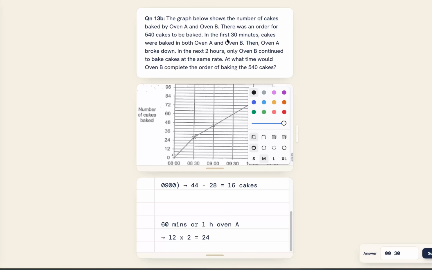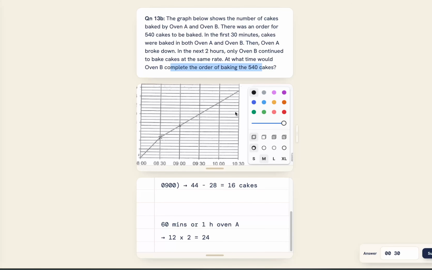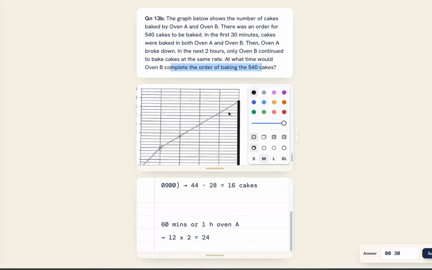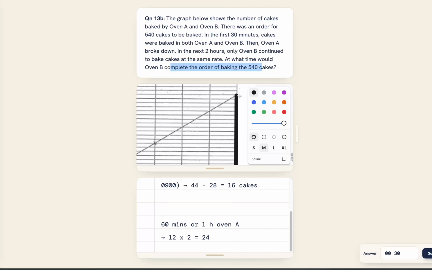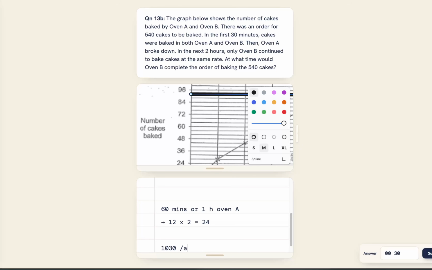Okay, so for question 13 part B over here, it says, at what time would oven B complete the order of baking 540 cakes? So we just want to know the remaining. If you look at this 10:30 over here, at 10:30 we just want to know how much is remaining. So at 10:30, it is 92. So remaining will then be equal to 540 minus 92, and this will give us 448.